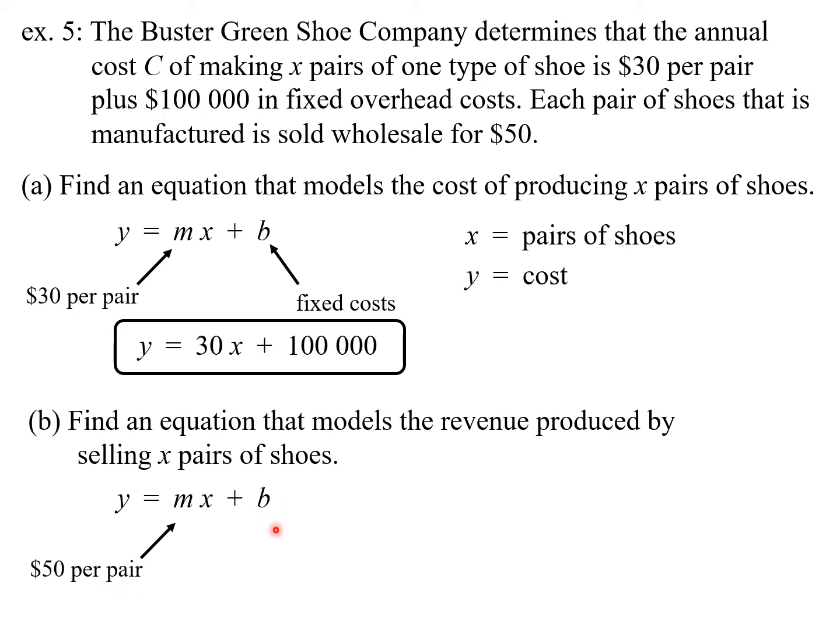The fixed cost is 0. You don't get anything to start out with, right? So b is equal to 0. So the equation that models this is y is equal to 50x.